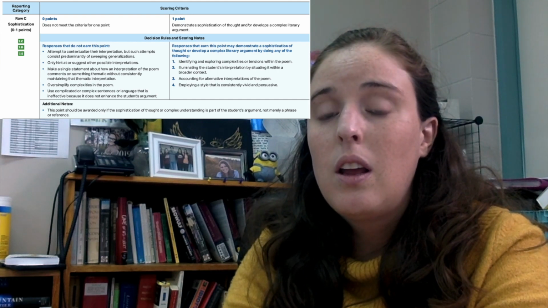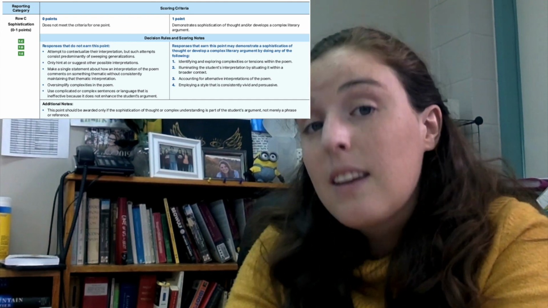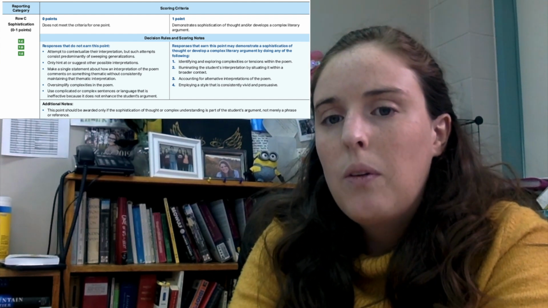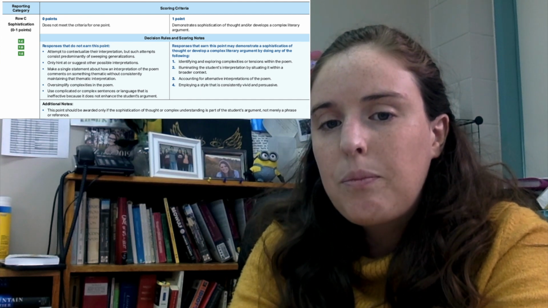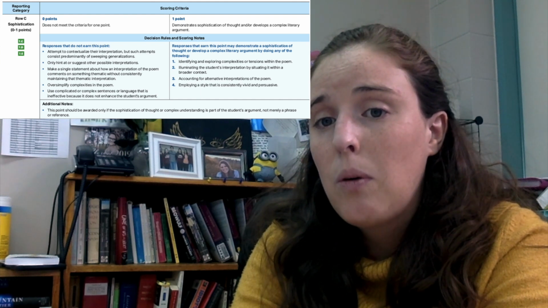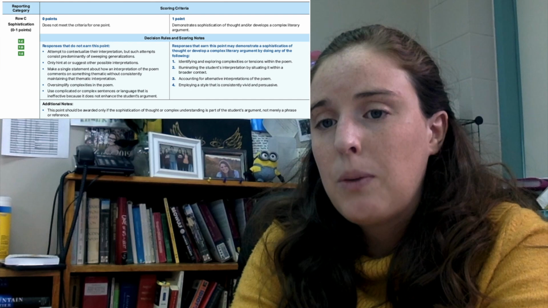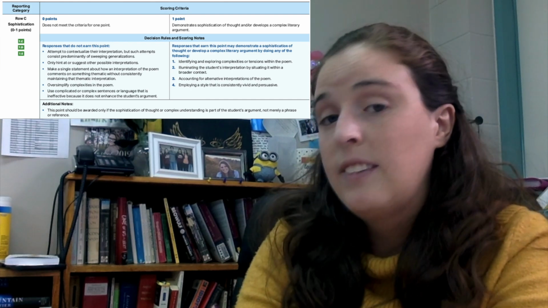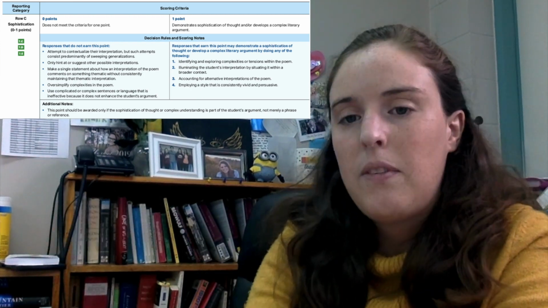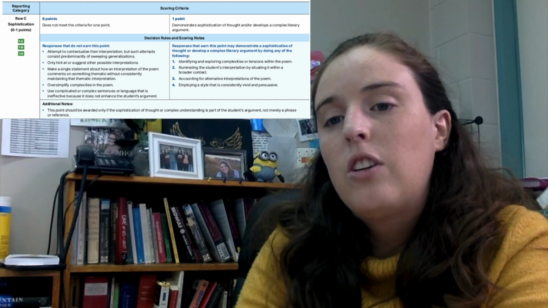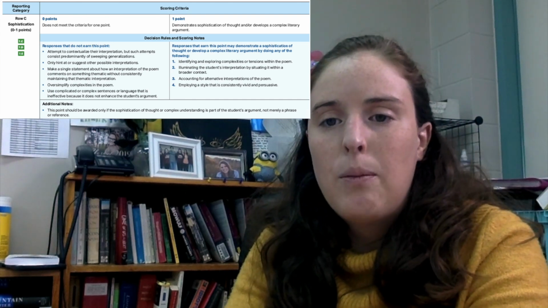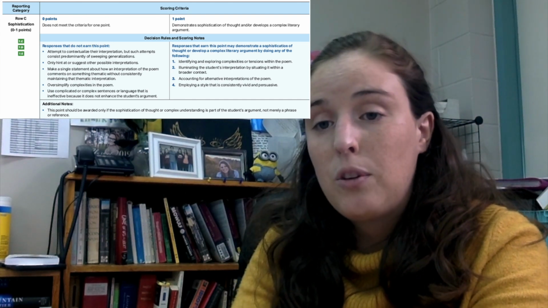So you get the point by demonstrating sophistication of thought and/or developing a complex literary argument. So there are things that they have that you could get: identifying and exploring complexities or tensions within the poem, illuminating the student's interpretation by situating it within a broader context. So that's that level 3 idea. So how does this fit into society, into a criticism of things going on in the world? Accounting for alternative interpretations in the poem. So if you have counterclaims throughout, and then employing a style that's consistently vivid and persuasive.